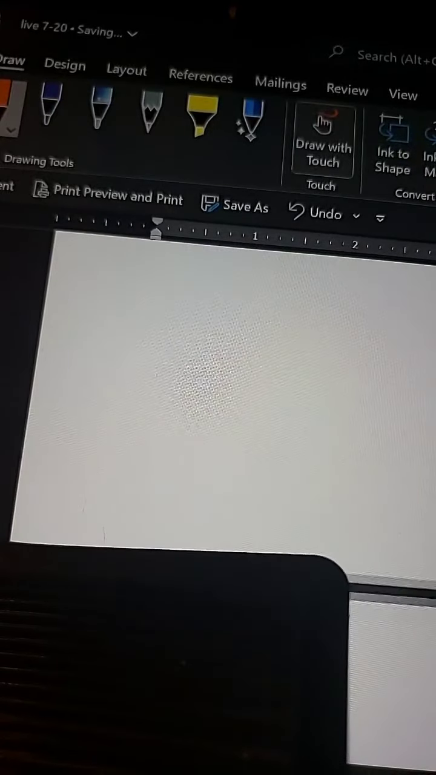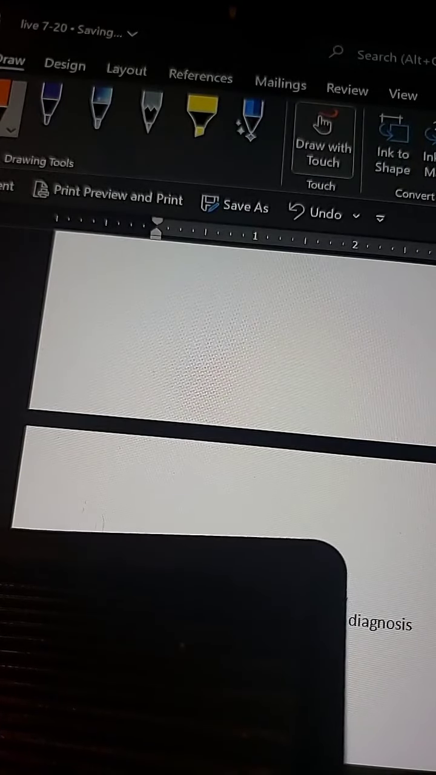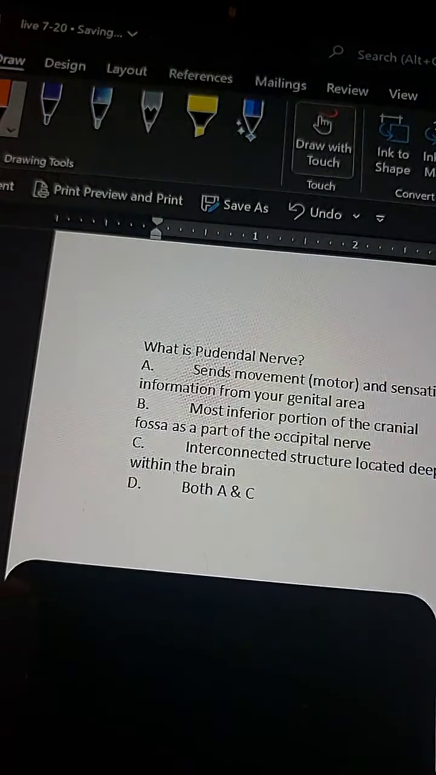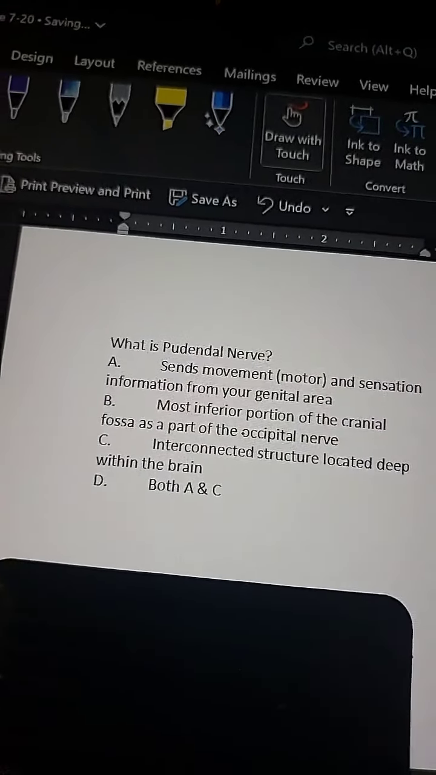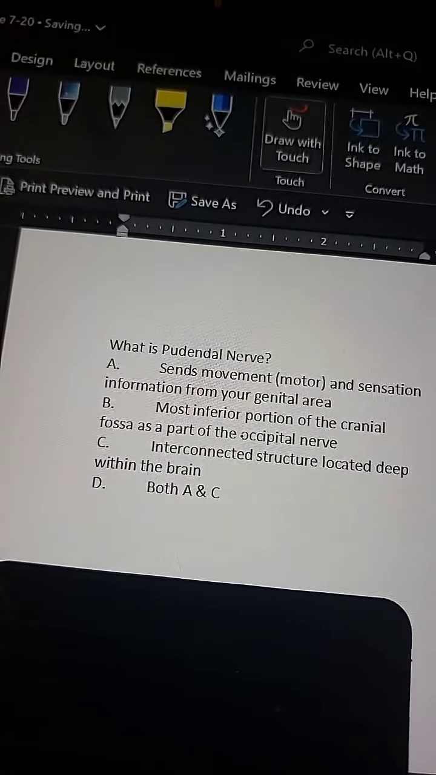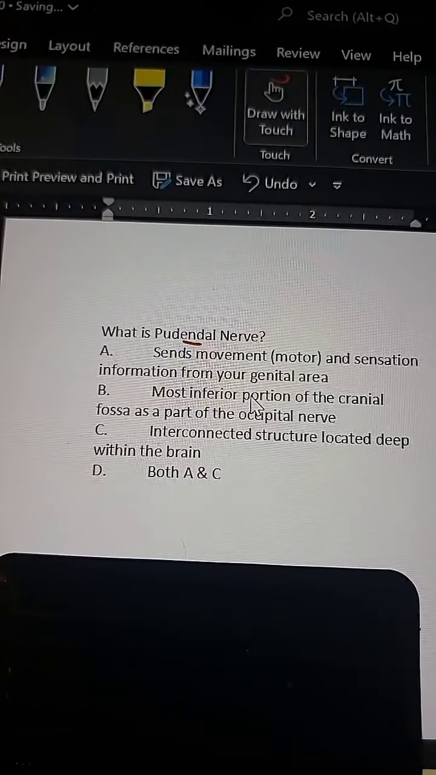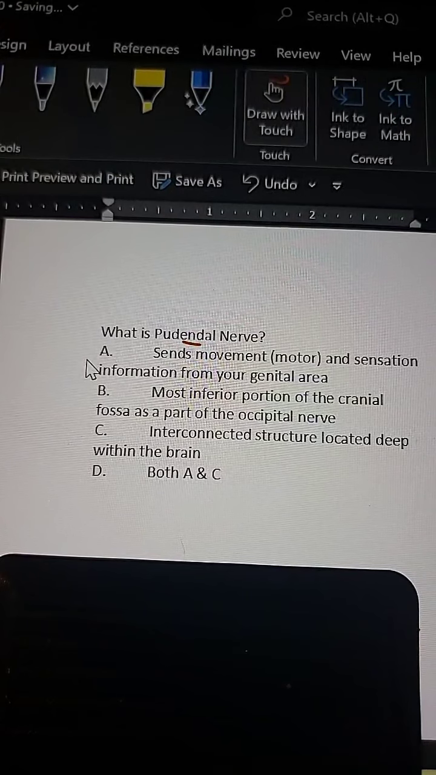I had a bunch of anatomy ones real quick. That's another case. Okay, I'm going to get rid of this case. But let's do these anatomy ones real quick, before we go, because I wanted to show y'all these. Don't forget about knowing what the pudendal nerve is. Don't forget. It is number A. A is your answer for this one.